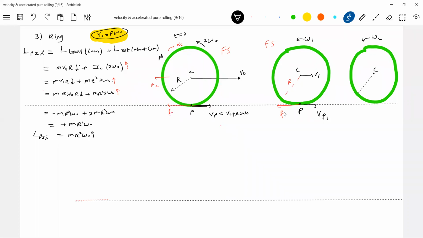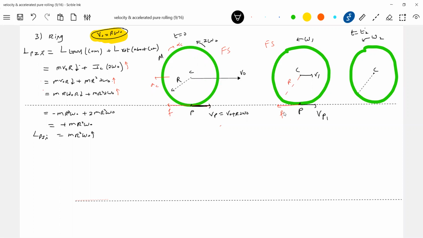It must have angular momentum anti-clockwise. At any instant, net angular momentum should be this one. So can we calculate this omega 2? Yes, we can calculate. T equals 0, this is at some time. You write it T naught, or select it T2.